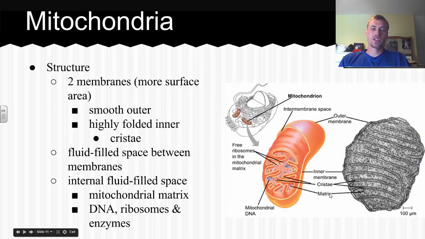Let's look at the structure. It's got two membranes. The reason it has two membranes is more surface area for the reactions to occur. It has a smooth outer membrane and then a highly folded inner membrane called the cristae. And it's got a fluid-filled area between the membranes. In the internal fluid-filled space is the mitochondrial matrix, which is kind of like the cytosol, and it's got its DNA, ribosomes, and enzymes in that space as well. You can see what that looks like in this picture over here.